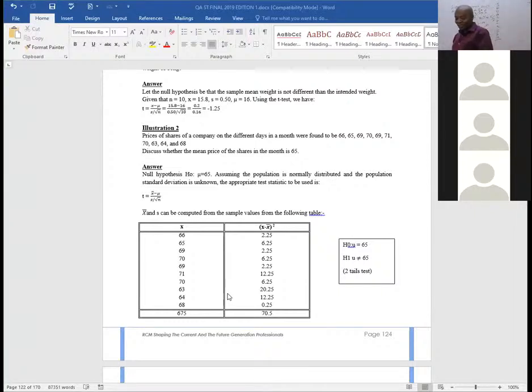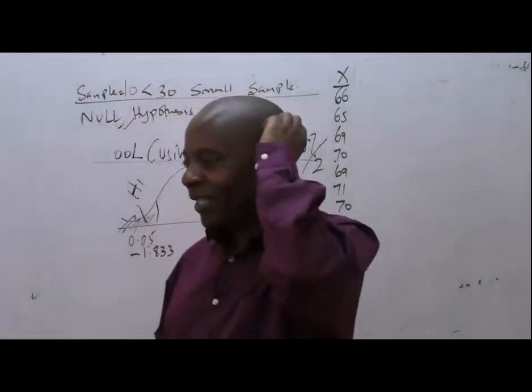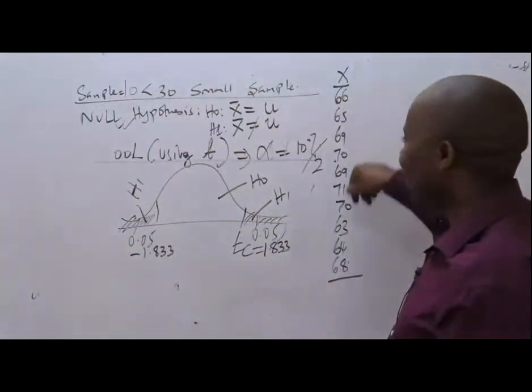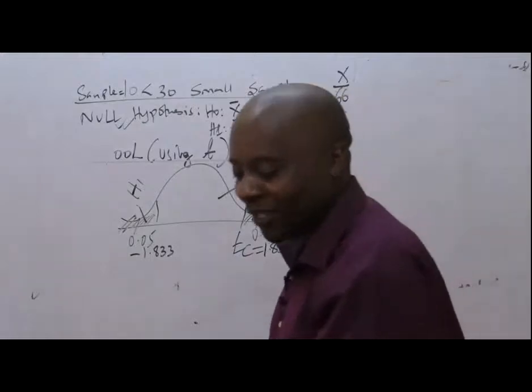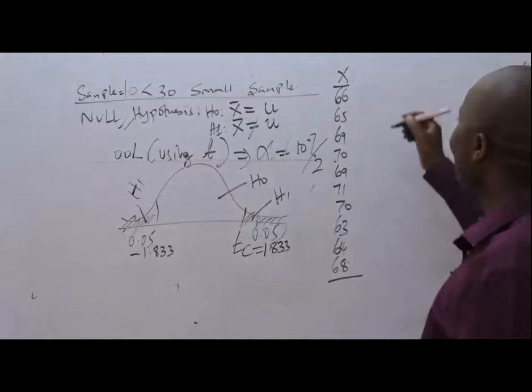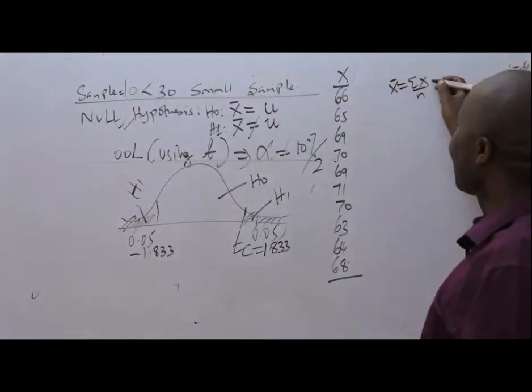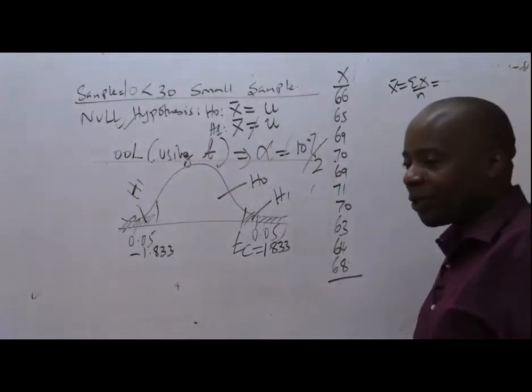You bright students of mine, could you kindly help me out? What do you think shall I do to be able to get X bar? To get X bar is a very simple thing. The first thing you'll do is to come and add. Give us the total. So X bar will be summation of X divided by N. So is there anybody who is able to give me the summation of X?